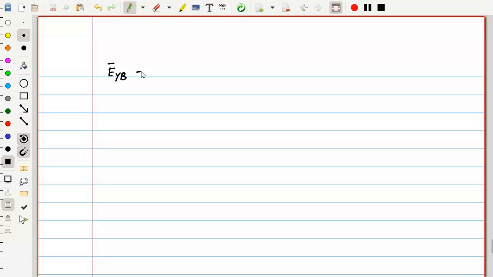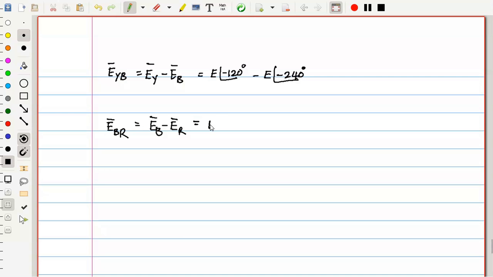EYB is equal to EY minus EB. Quickly tell me what are these voltages. EY is E at an angle of minus 120 and EB is E at an angle of plus 120 or minus 240. You use any one, you will get the same answer. Similarly, EBR is equal to EB minus ER, which is E at an angle of minus 240.